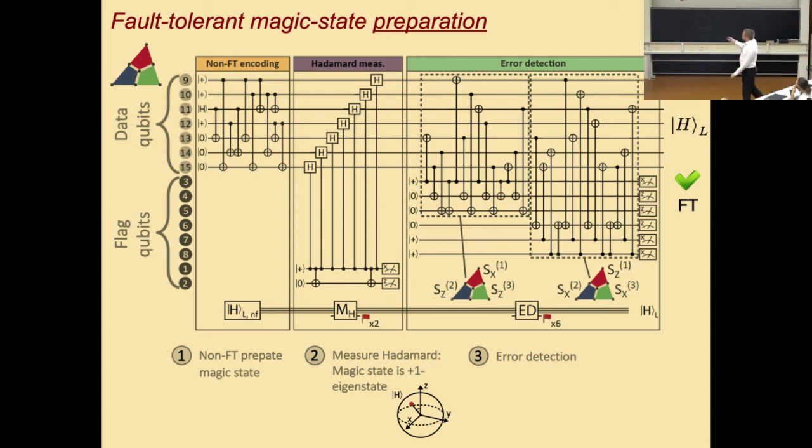And this is a fault-tolerant preparation then, where one can verify that no matter where, again, a single error happens here, a single error will not lead to an uncorrectable error on this magic state.